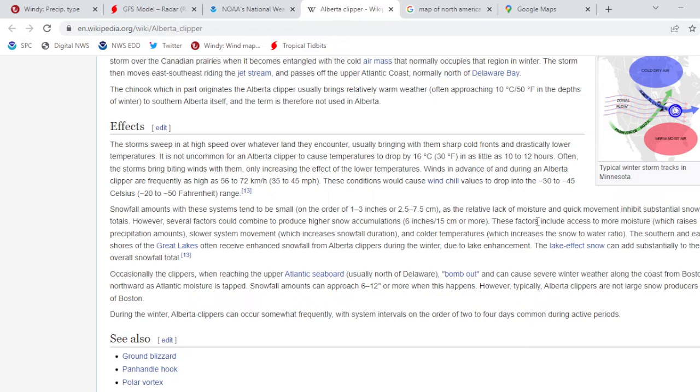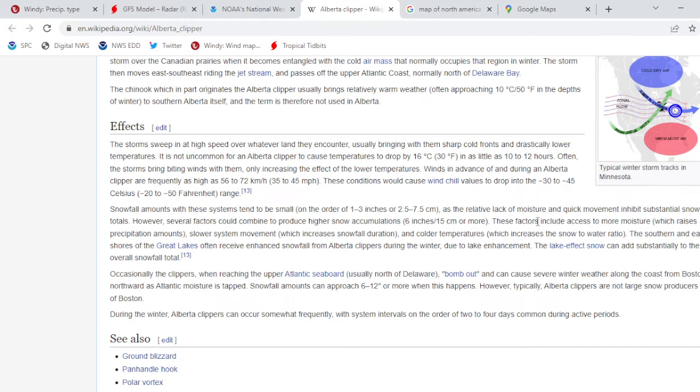The southern and eastern shores of the Great Lakes often receive enhanced snowfall from Alberta Clippers during the winter due to lake enhancement. The lake effect snow can add substantially to the overall snowfall total.